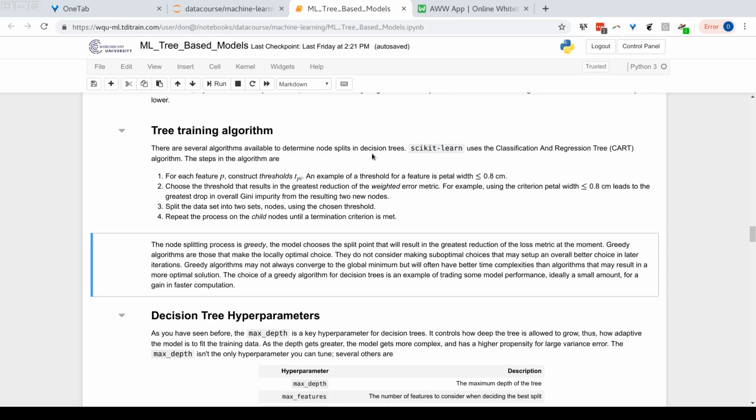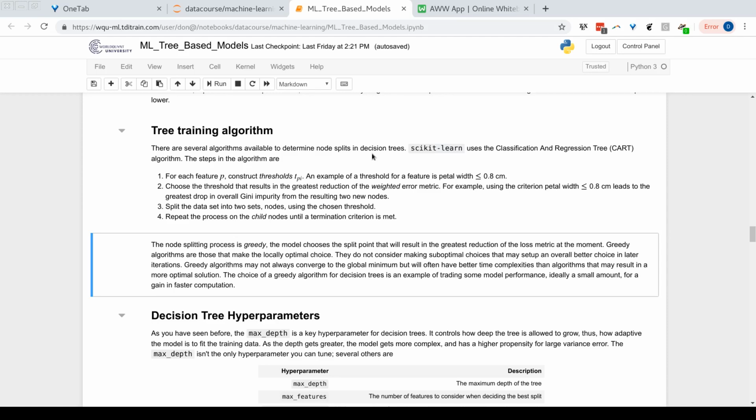So what might happen when we use a greedy algorithm, there might be a suboptimal choice. If we have a greedy algorithm, it's not going to consider any suboptimal choice that may set up an overall better choice in later iterations. It's going to say, what should I do now that's going to make me the most money? What should I do now that's going to drop the error metric the most? So that might be a problem with greedy algorithms. Greedy algorithms may not always converge to the global minimum. But the advantage behind greedy algorithms is that they'll often have better time complexities compared to algorithms that may result in more optimal solutions.